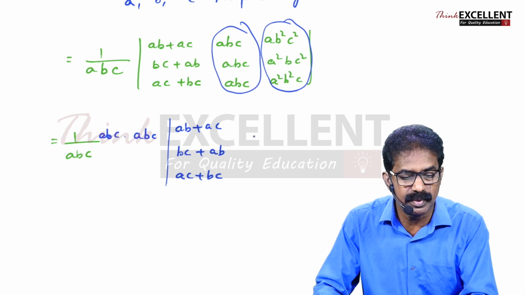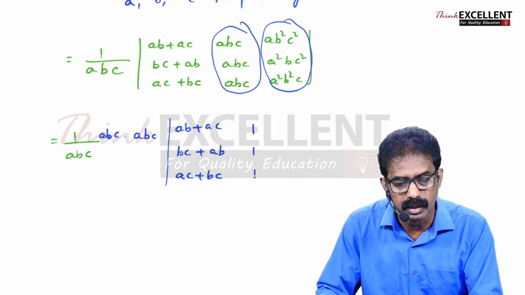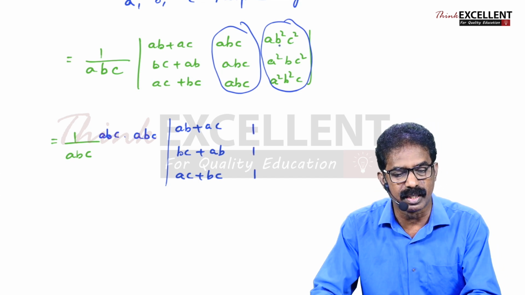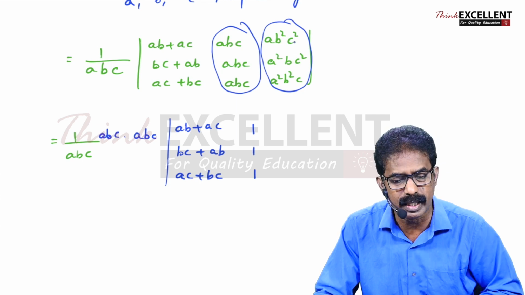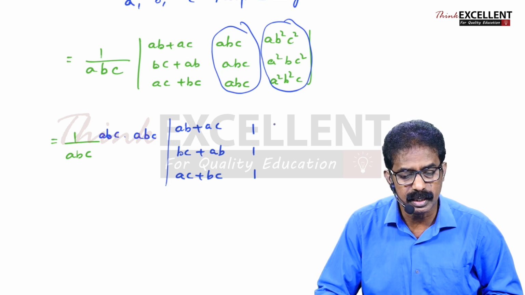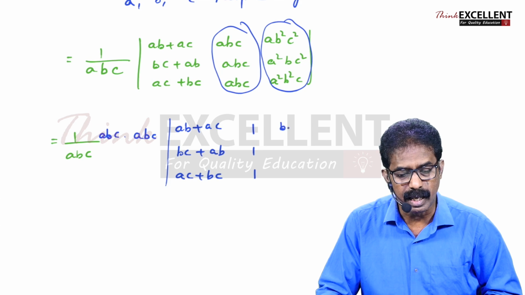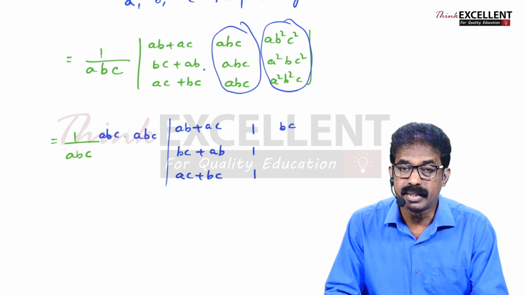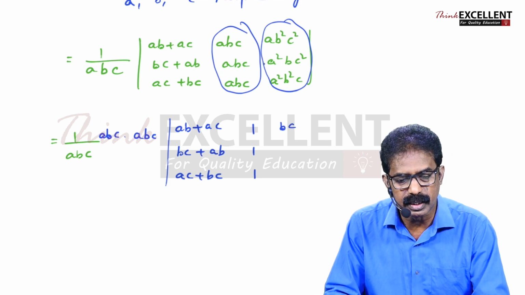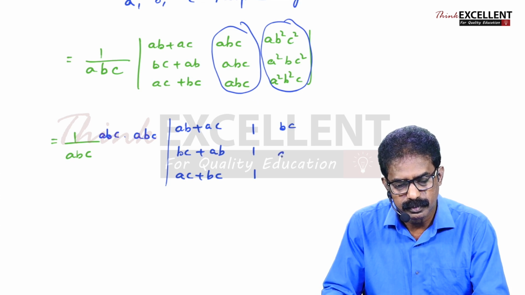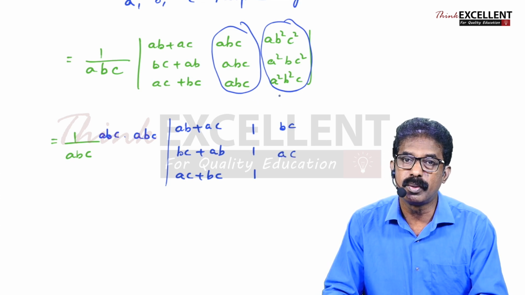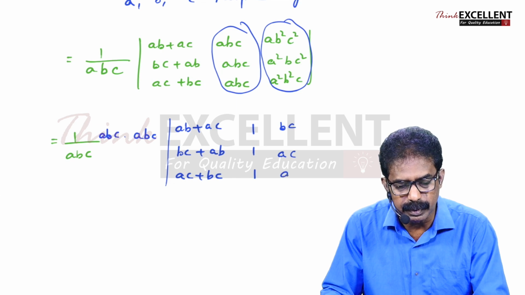Second column ABC we have taken out, so it becomes 1, 1, 1. Third column, please listen very carefully and write. A, B, C we have taken out. 1A, 1B, 1C. So still there is a B and C. The next element we have taken 1A, 1B, 1C. So you are getting AC. The last one, 1A, 1B, 1C. What is the remaining? AB.